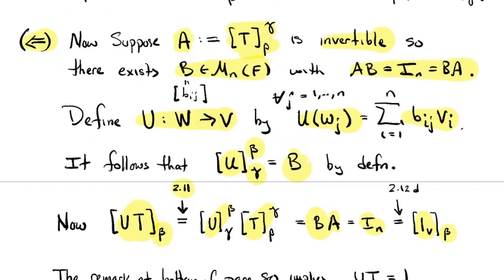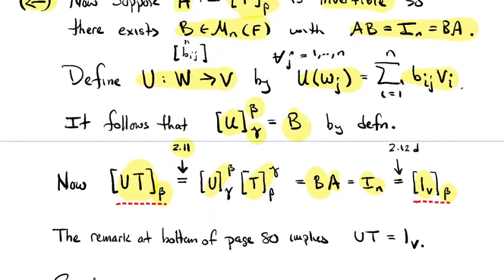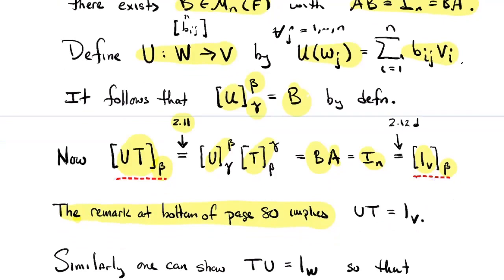All right, so now what I'm going to do is focus on the extremes in this equation. It's telling me that the matrix of the operator UT in the beta basis is the same as the matrix of the identity map in the beta basis. But we have a previous result. It cites a corollary, but I went and looked. It's a remark on the bottom of page 80 that says when two linear transformations have the same matrix in a basis, then they have to be equal. All right, so that remark implies that UT has to be the identity map on V.